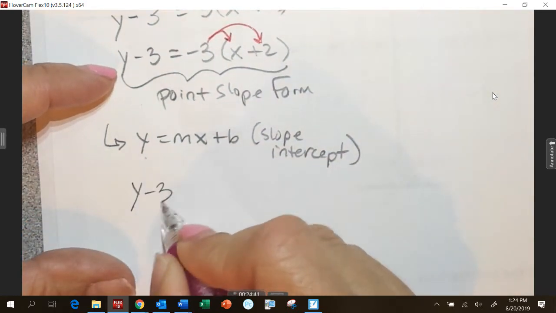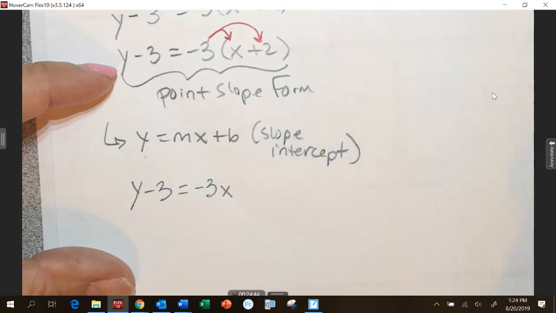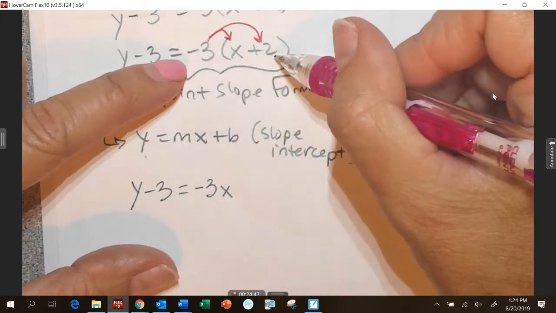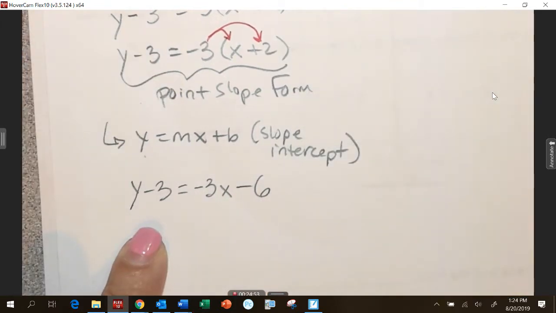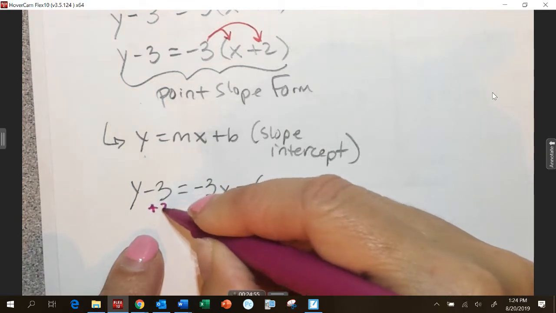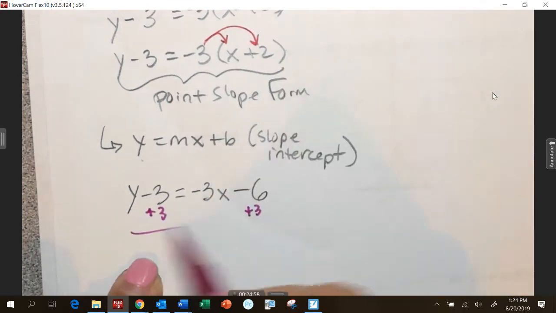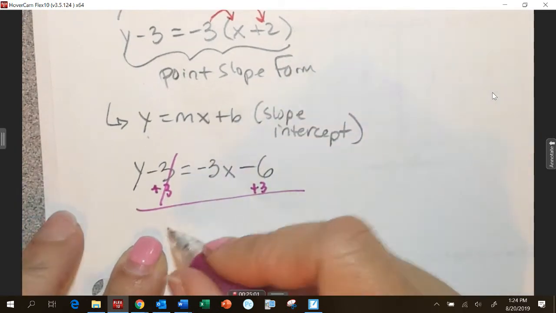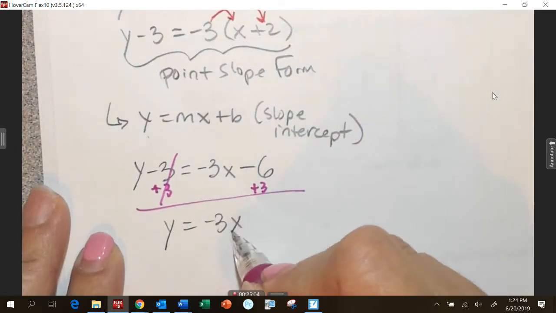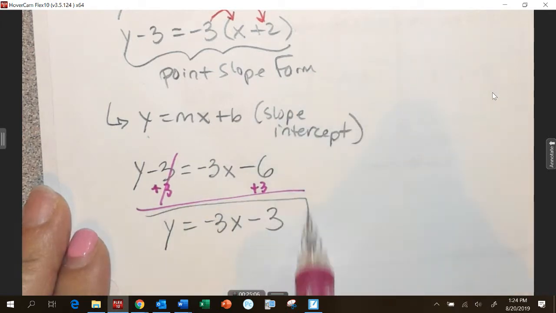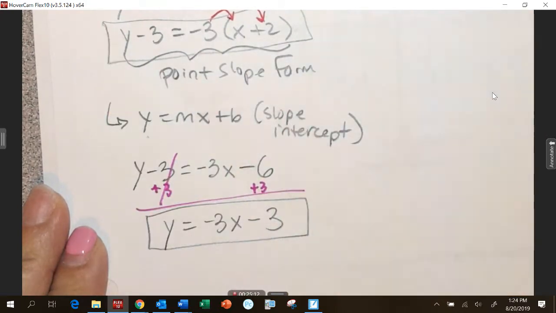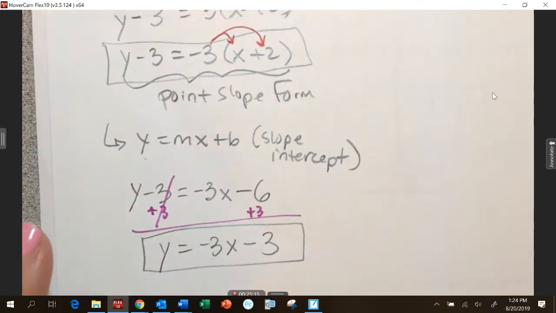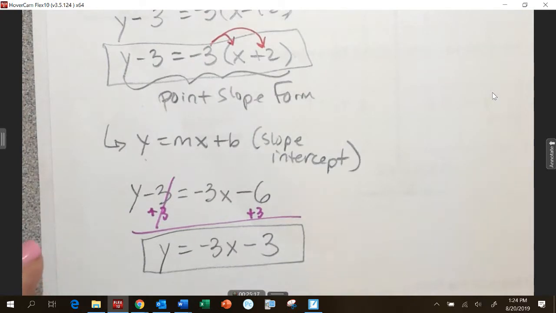So I'll have y minus 3 equals -3x. And what happens when I multiply a -3 times a positive 2? It becomes a -6. And then from here, add 3 to get rid of it by the y. Add that 3 so it cancels out next to that y. We get y equals -3x minus 3. And now it's in slope-intercept form. So we've got point slope form and slope-intercept form. Moving on.